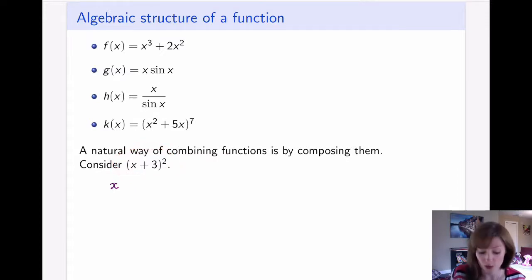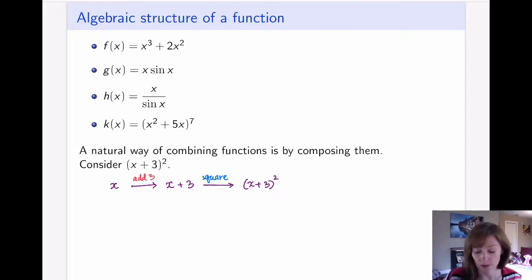Well, first of all, you will be adding a 3. So the first function that gets applied is an add 3 function. And the output here will then be x plus 3. And then once we have that computed, we will raise the whole thing to power 2. So the next function that gets applied will be to square it function. And result here will be x plus 3 squared.